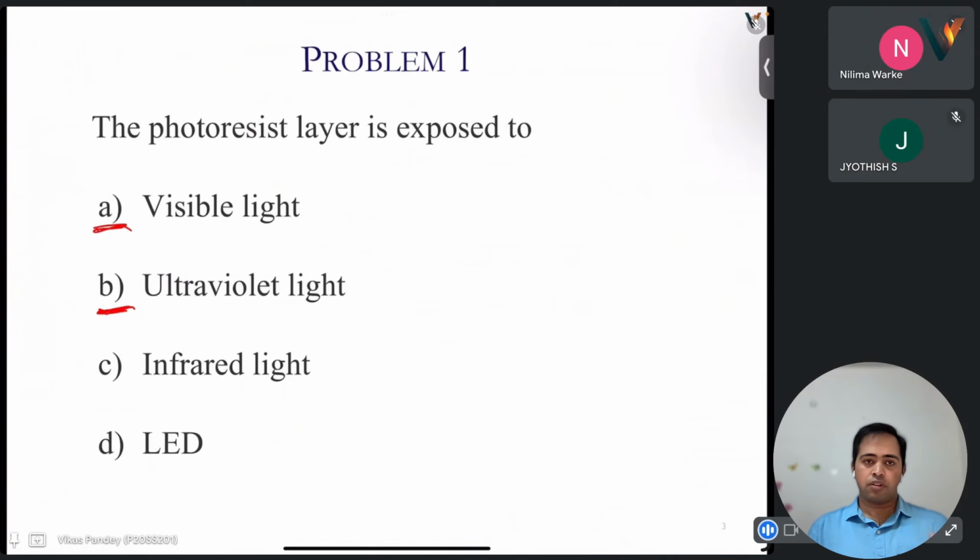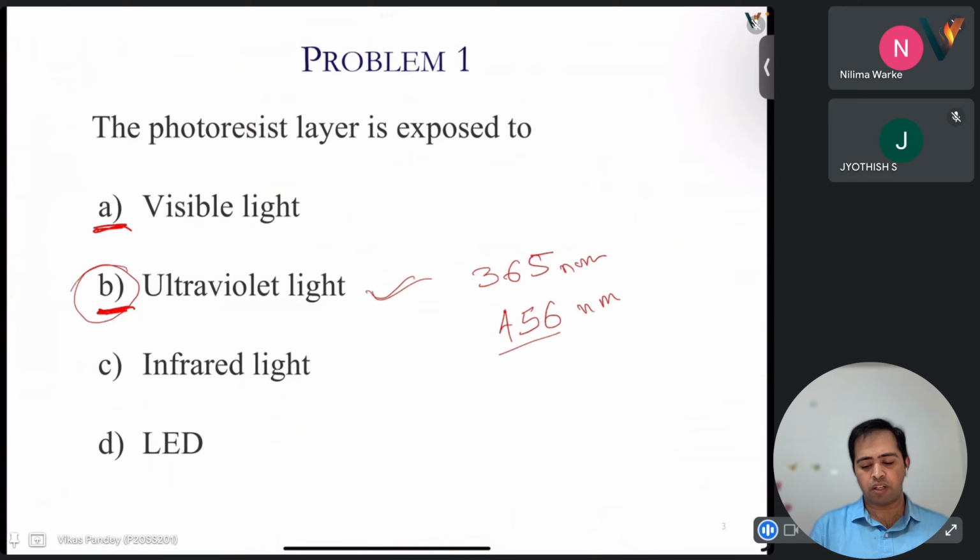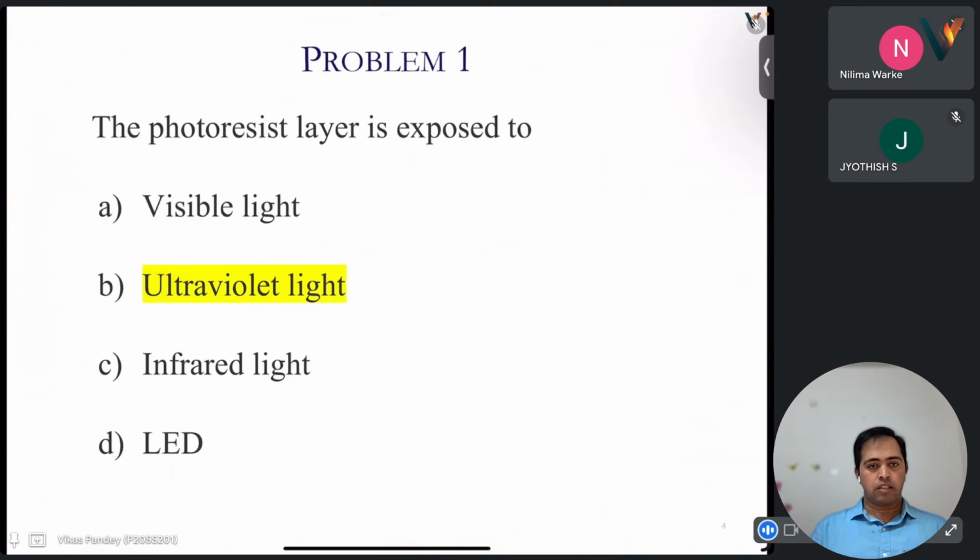Yes. In fact, we can go with visible light also, but the problem is that the wavelength of visible light is too big for our critical dimensions. That is why we go for ultraviolet light. This is the preferred one, and generally we use 365 nanometer wavelength and 456, I think, yeah, 456 nanometer. This one I am not sure, but 365 nanometer, there are two general wavelengths, and both of these fall in the ultraviolet range. So ultraviolet light is the correct answer.